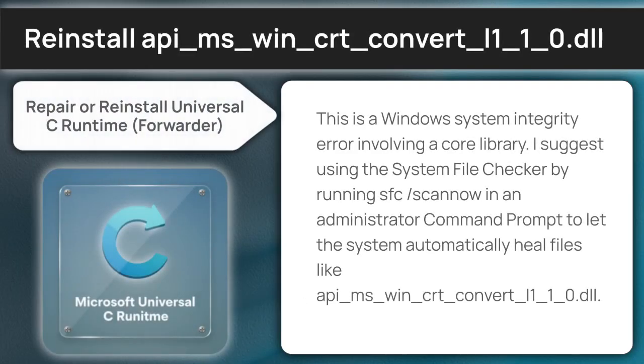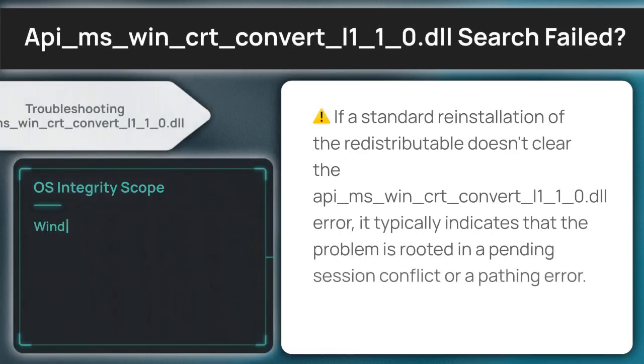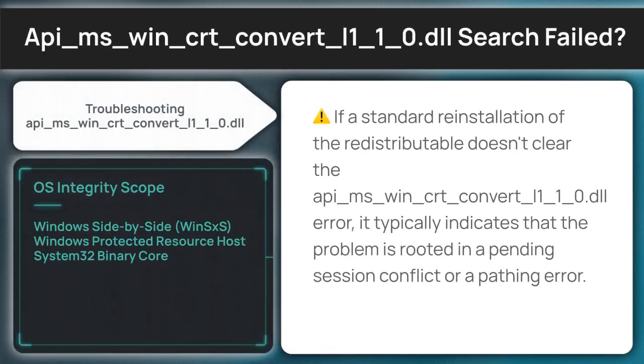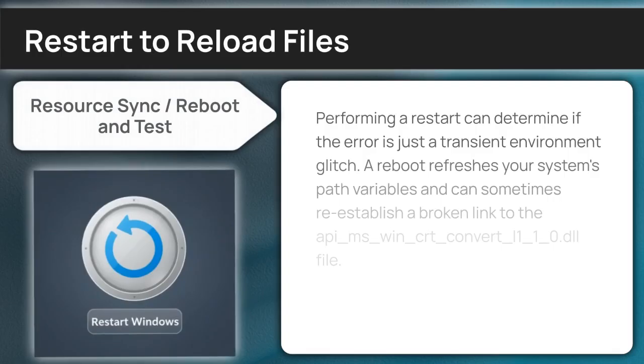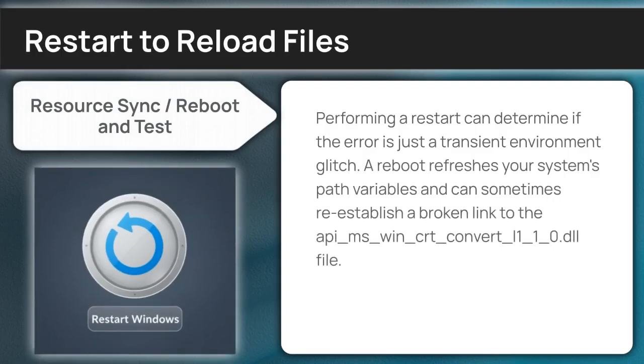I suggest using the system file checker by running sfc /scannow in an administrator command prompt to let the system automatically heal files like WinC Runtime Convert Library DLL. If the setup package didn't provide a resolution, we need to look under the hood at how your system handles current session configurations. A full system restart clears the temporary memory cache and allows Windows to attempt a fresh initialization of all required libraries, including WinC Runtime Convert Library.